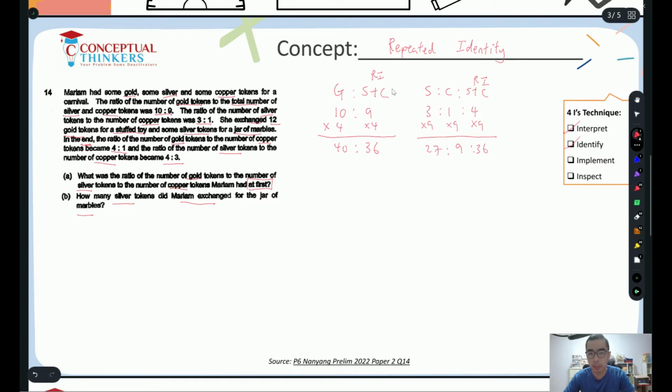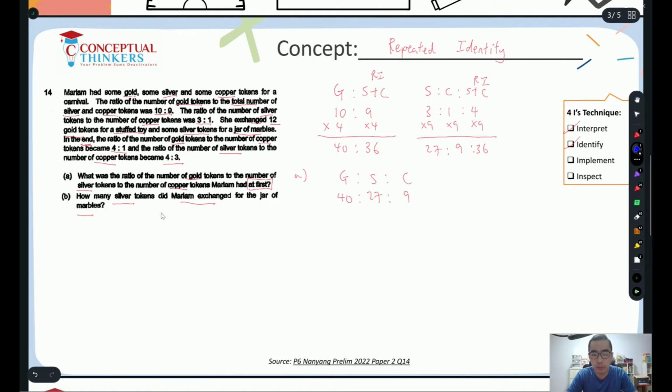Now once we make the repeated identity equal, then we can actually combine the ratio. So we have gold is to silver is to copper, because this is what part A is asking for. So we're going to have 40 is to, if you look at silver it will be 27, copper will be 9. So this will be my part A answer. Okay, so let's proceed to part B.